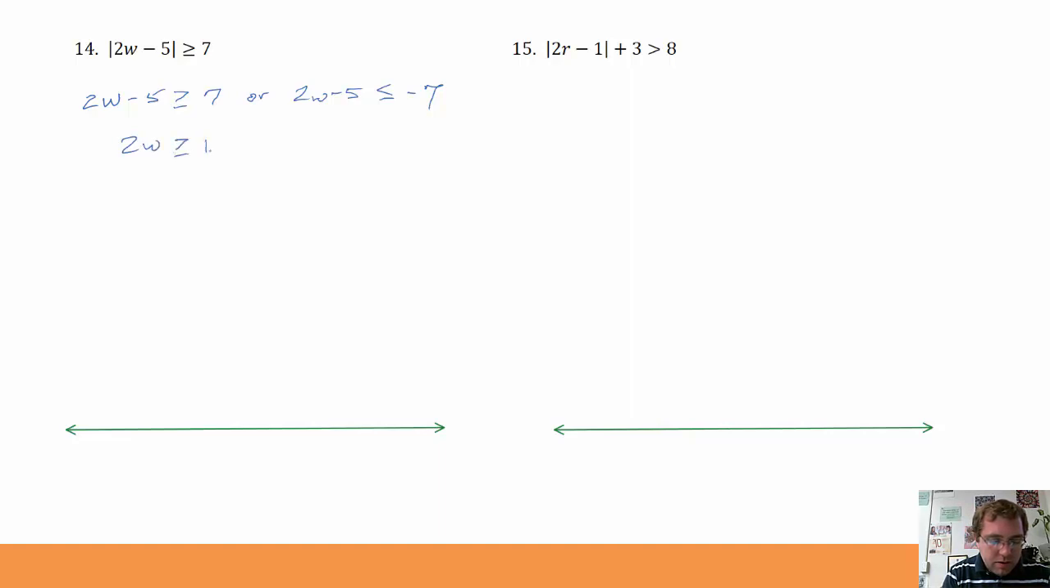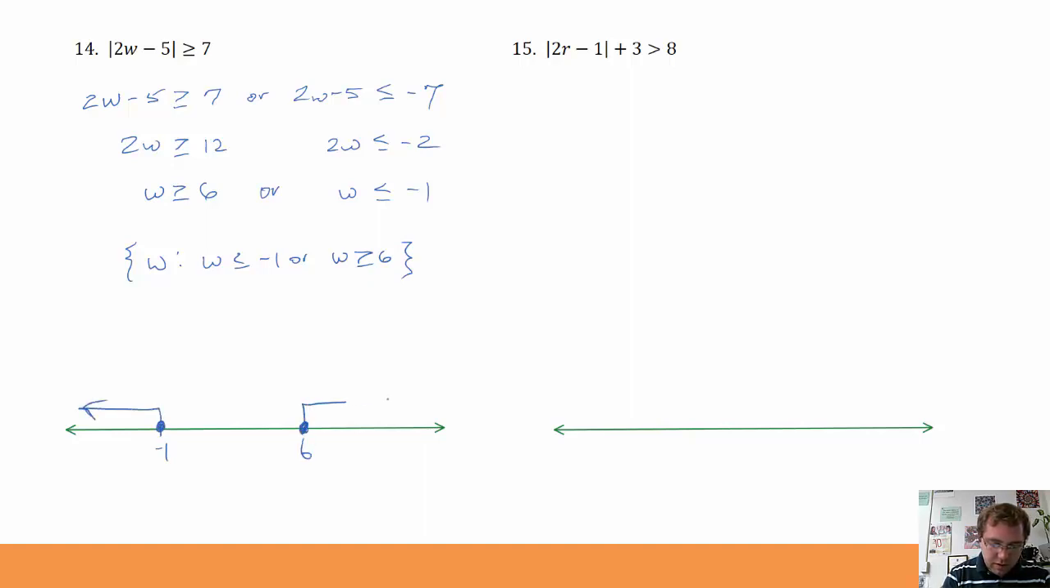2w is greater than or equal to 12. w is greater than or equal to 6. Or 2w is less than or equal to negative 2. And w is less than or equal to negative 1. So our solution set is the set of all w such that w is less than or equal to negative 1, or w is greater than or equal to 6. Here's negative 1. Closed circle to the left. Here's 6. Closed circle to the right. Very good.